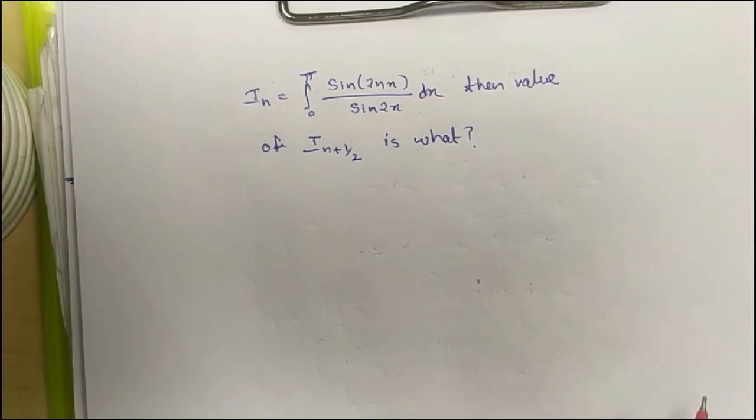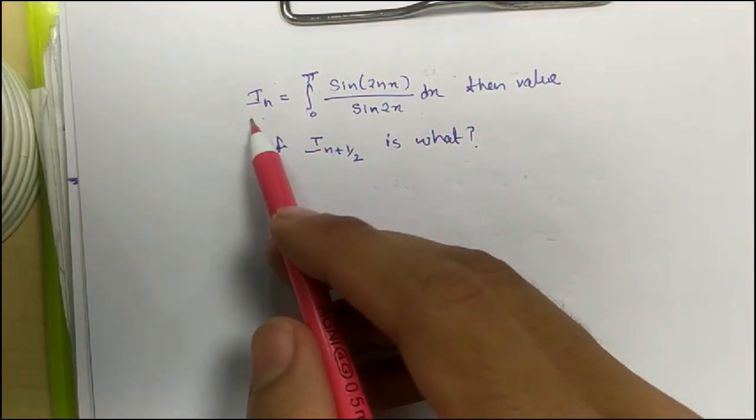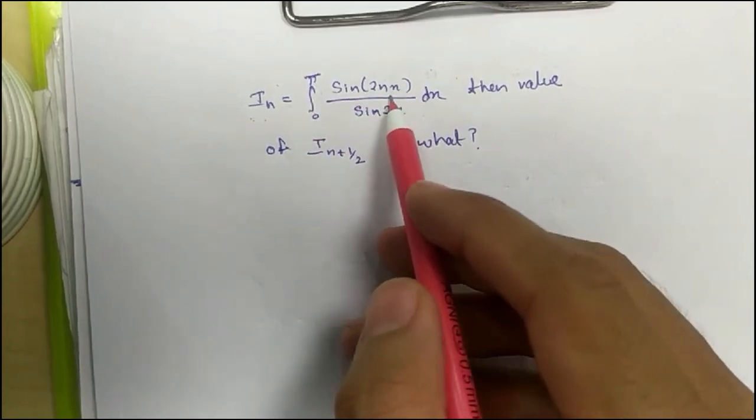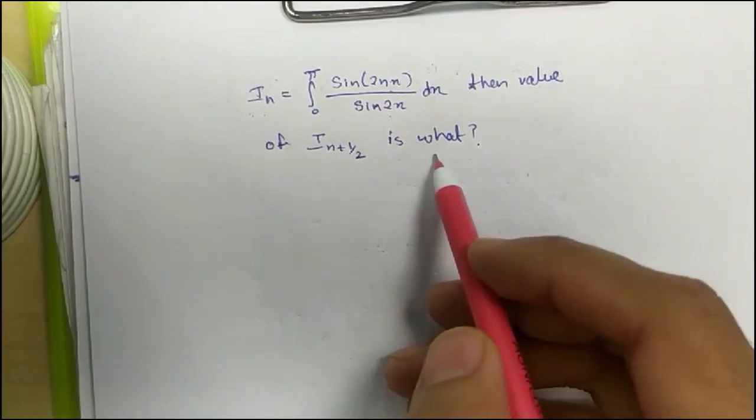So today we have a problem on definite integration. Let's jump to the problem itself. The problem says that I_n is equal to the integral from 0 to pi of sin(2nx) divided by sin(2x) dx. Then the value of I_(n + 1/2) is what?